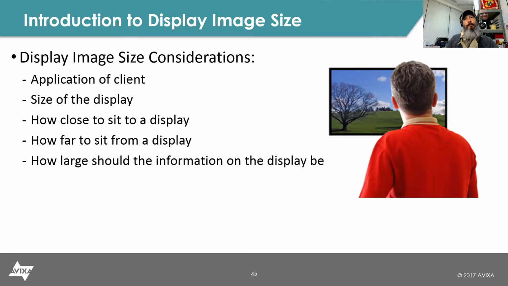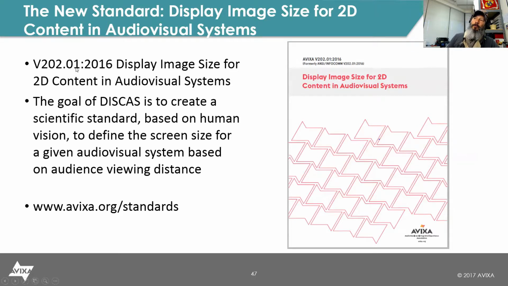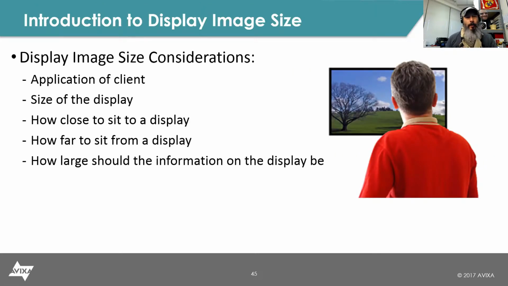And how long ago did DISCAS become a standard? Let's see. 2016. It actually came out, if you see here, V20201 2016. So we launched it in January 2016. The problem is, standards are voluntary.